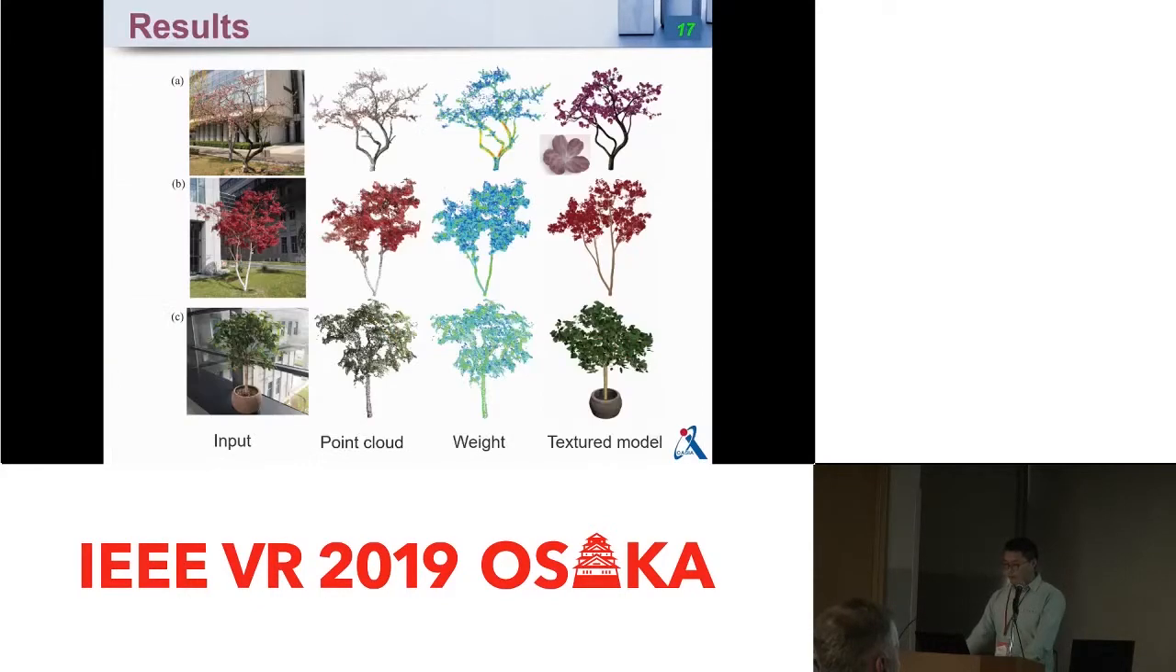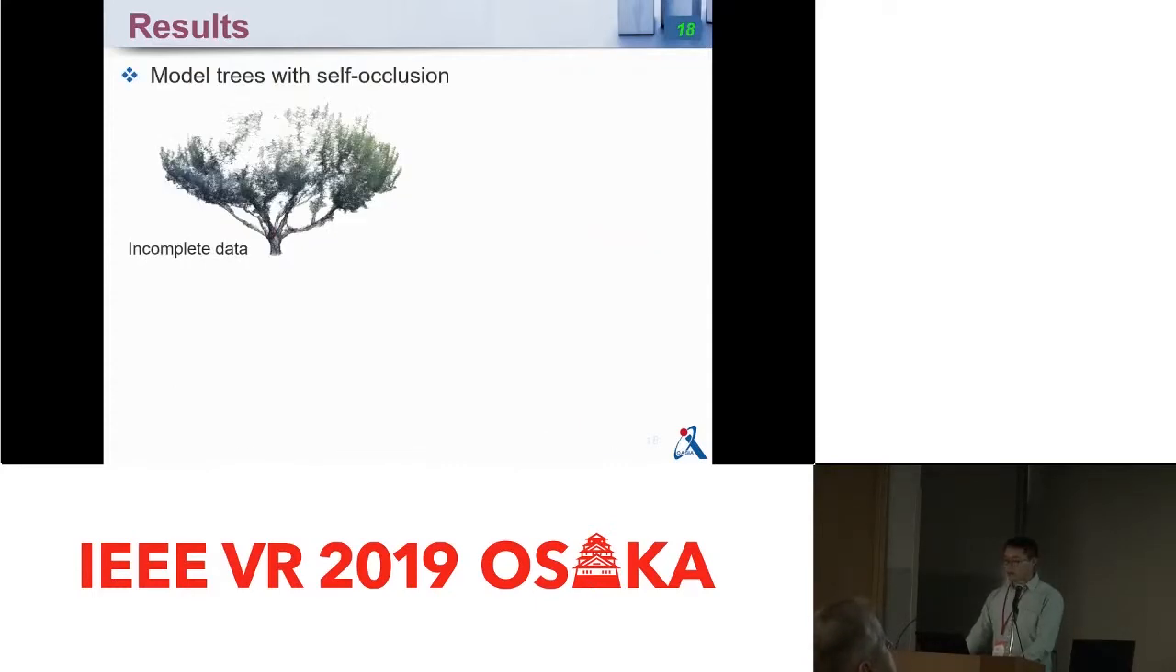Okay, next is the result part. Our methods can reconstruct a variety of plants with different types of branching structures. These plants range from outdoor trees to indoor small-sized plants. Here is an example for modern trees with self-occlusion. In this example, the interior branches in the crown are invisible, so it is hard to reconstruct.